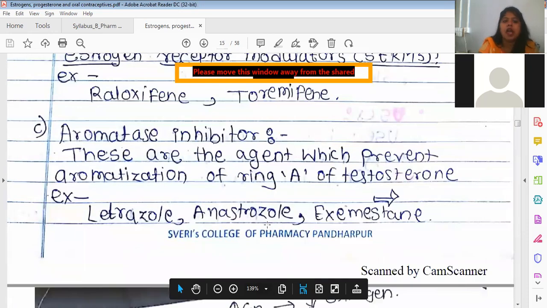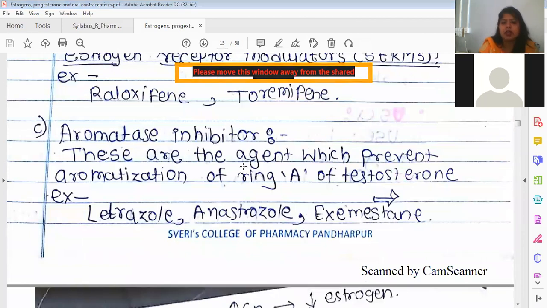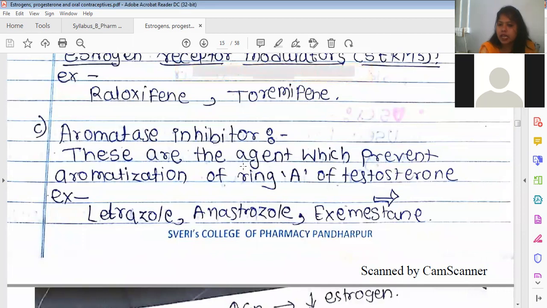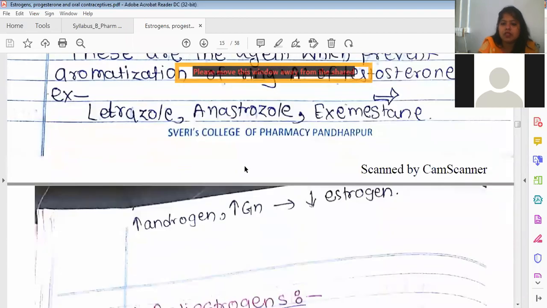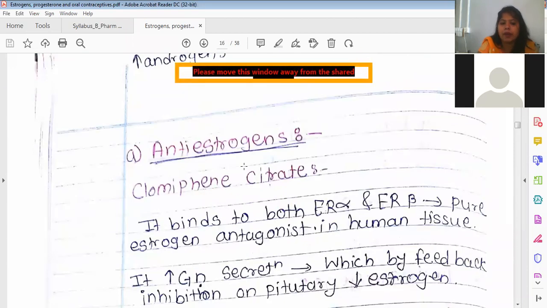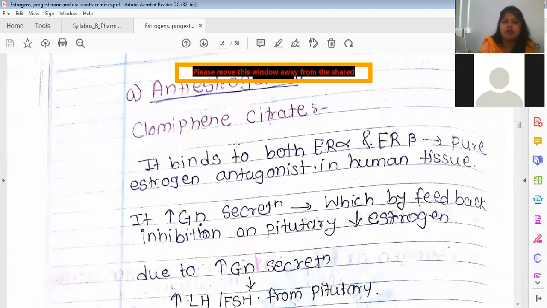Okay, then aromatase inhibitor, म्हणजे जे काही इस्ट्रोजनचं अरोमॅटिक स्ट्रक्चर आहे त्या स्ट्रक्चरचं ए रिंग जे आहे ती अरोमॅटायझेशन प्रिव्हेंट करतं. Which are that drug? That is letrozole and exemestane. Okay, these are the derivatives which will be used to break the structure of the estrogen derivative. Clear? Then we will see one by one drug, like the clomiphene.